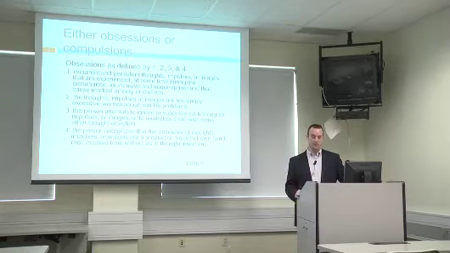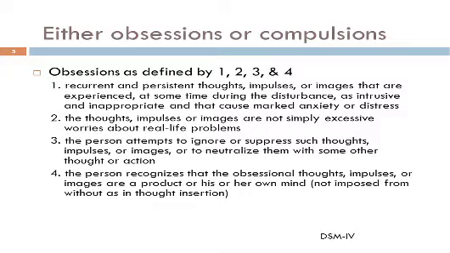But to define obsessions, this is taken basically right out of the DSM. Obsessions are recurrent and persistent thoughts, images, or impulses that are experienced at some time during the disturbance as intrusive and inappropriate, and that cause marked anxiety or distress. Obviously, recurrence is important here. It's not something that just happens one time.